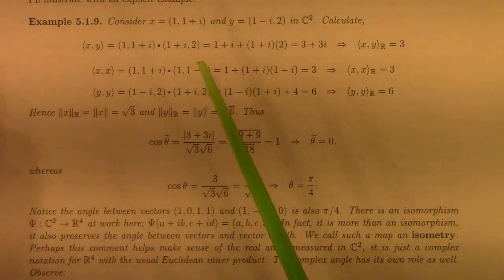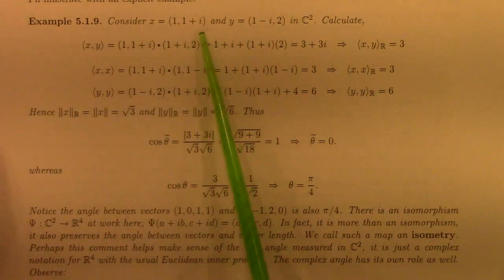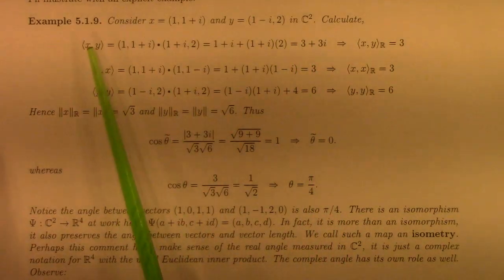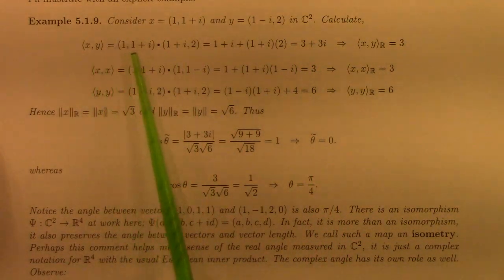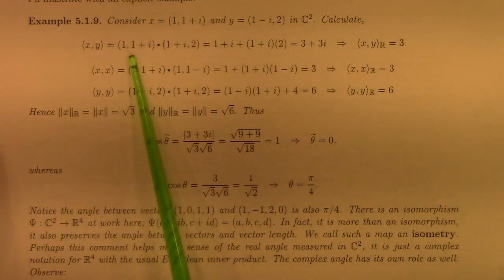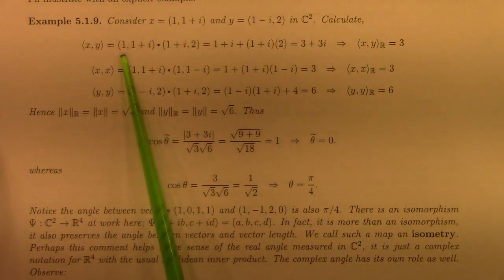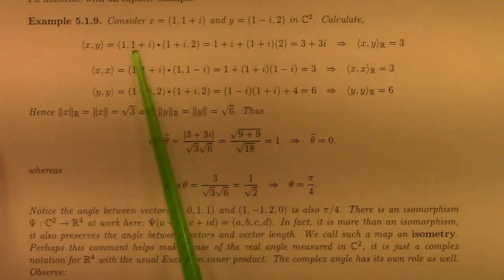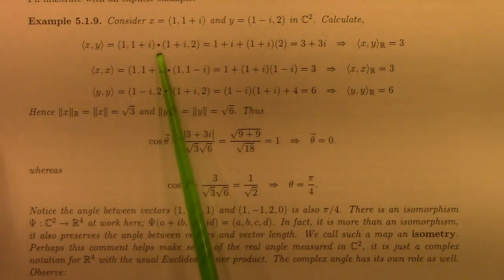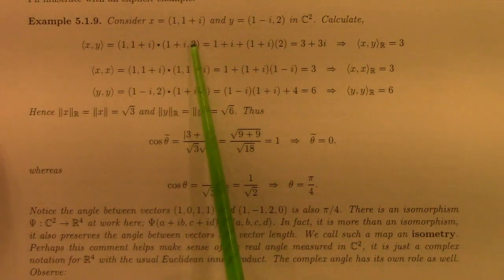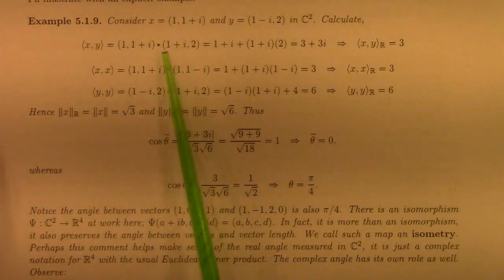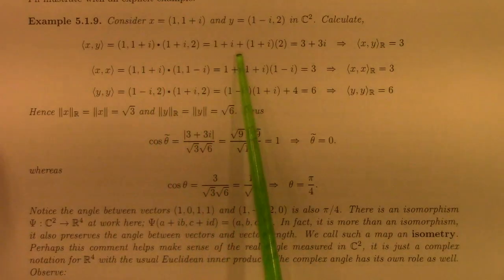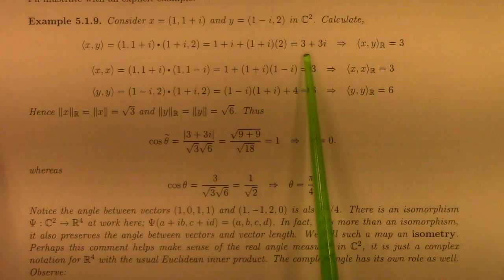All right, so like x and y, 1 plus i, and y, 1 minus i, 2 in complex 2 space. If I calculate the inner product of x comma y, I'm taking this vector, then taking the complex conjugate of that, and then taking the dot product, I guess is my notation here. That's 1 plus i plus 1 plus i times 2, which is of course 3 plus 3i.